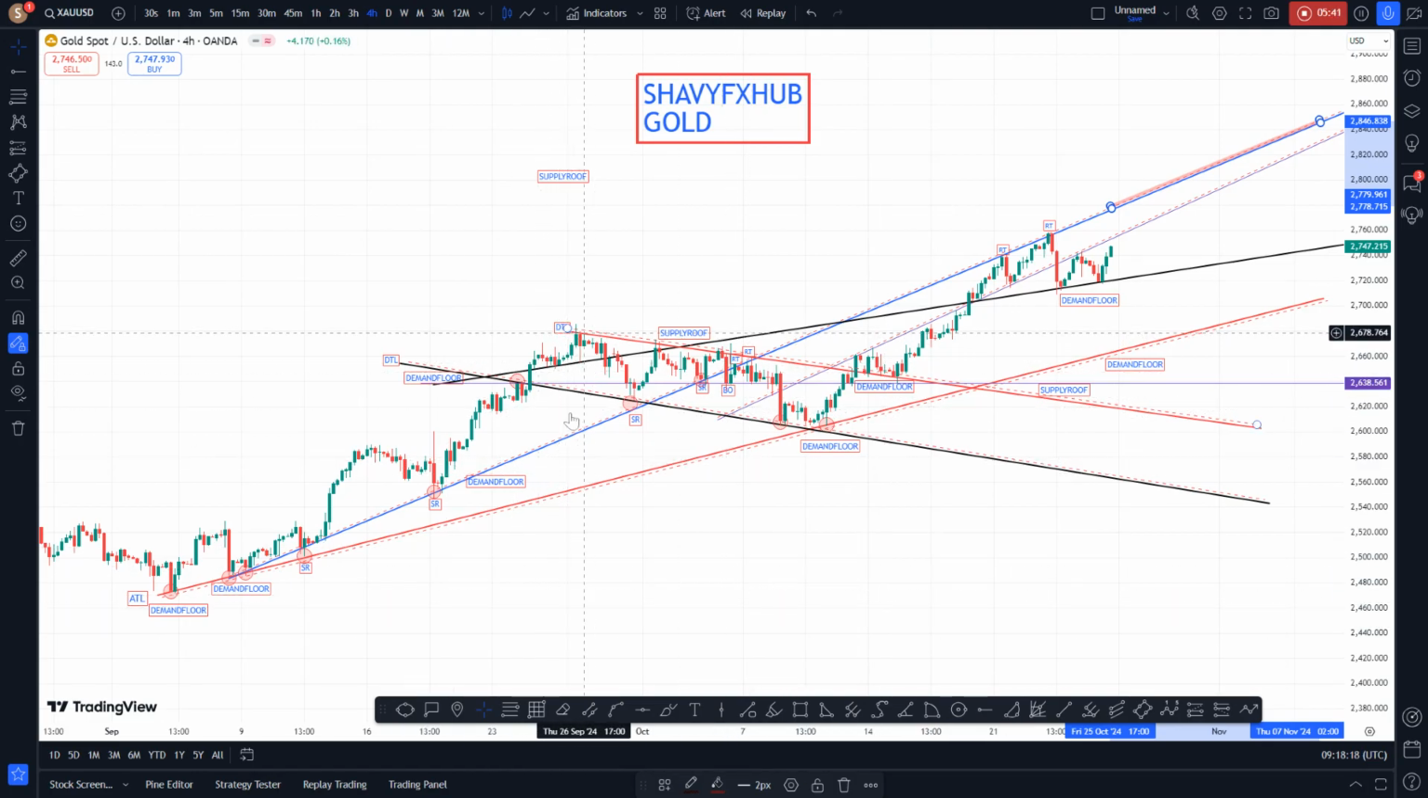When price formed a descending bearish channel with a supply roof and a demand floor, it played around. When price gets to the roof, they sell it, to touch the floor.